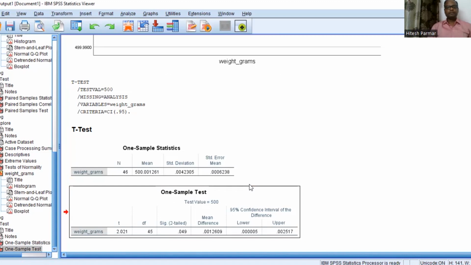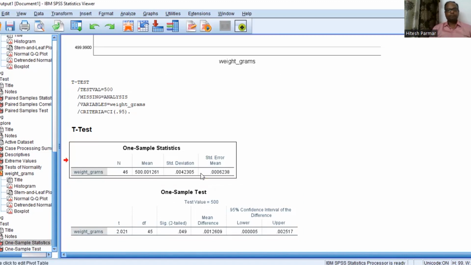What is our null hypothesis? The null hypothesis is that there is no significant difference between the sample mean and the standard benchmarking value. It means that there is no significant difference between the sample mean, which is 500.001, and the standard value, which is 500. So whether the mean is significantly different from 500 or not, that is what we are testing.